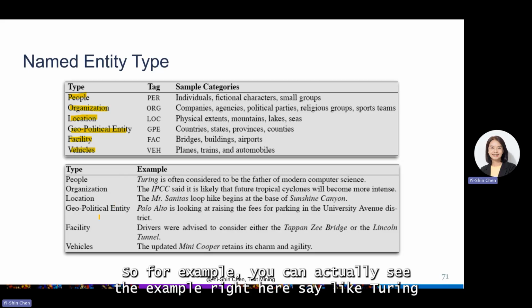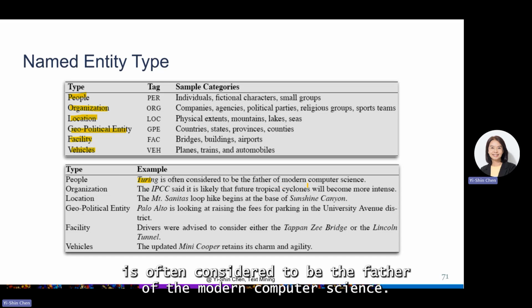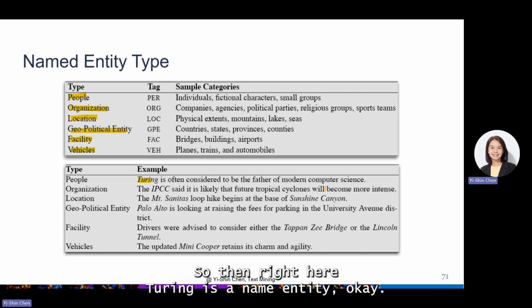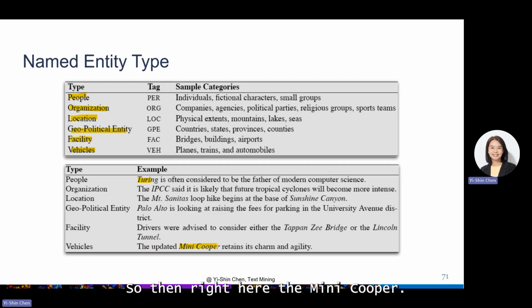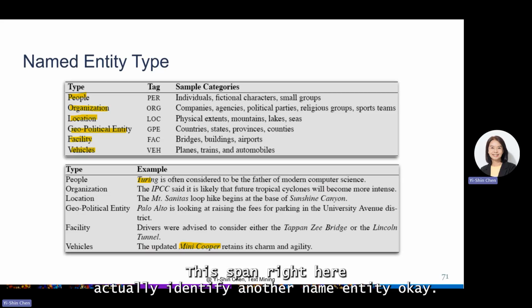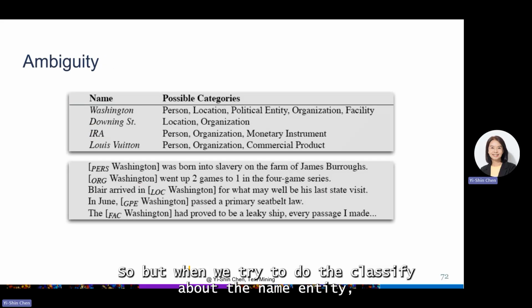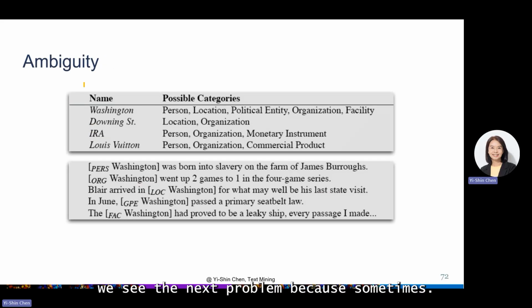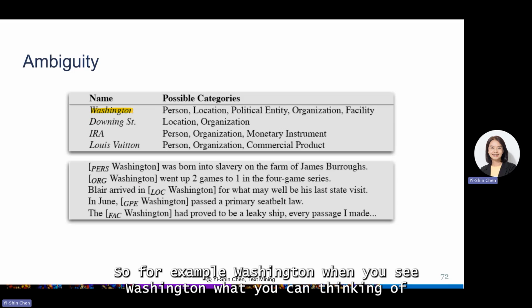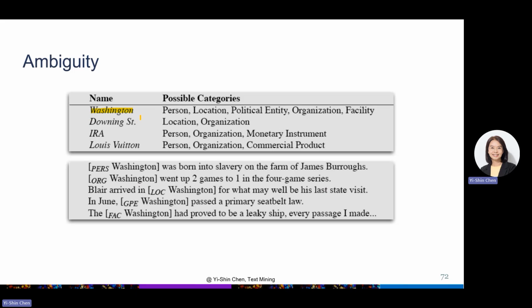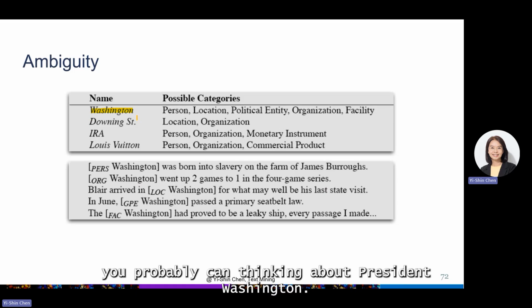For example, you can see the example right here: Turing is often considered to be the father of modern computer science. So here, Turing is a named entity. Or here, the updated Mini Cooper retains its charm and agility. Here, the span Mini Cooper identifies another named entity. But when we try to classify an entity, we see the next problem. For example, Washington: when you see Washington, what can you think of? You can probably think about President Washington.